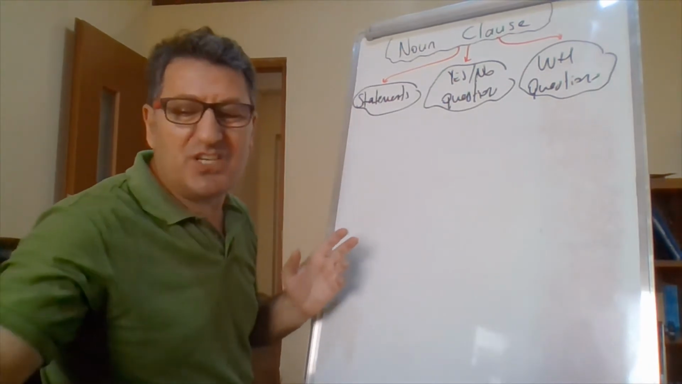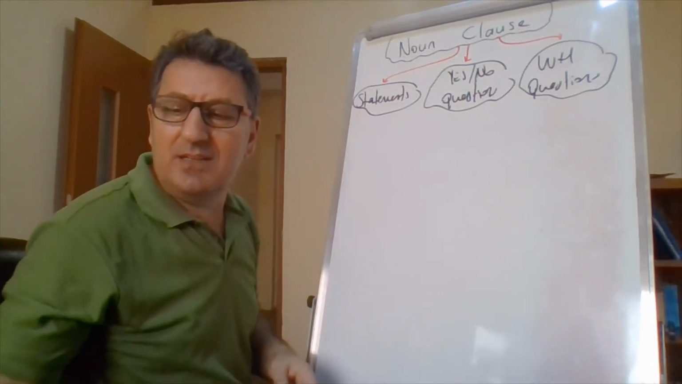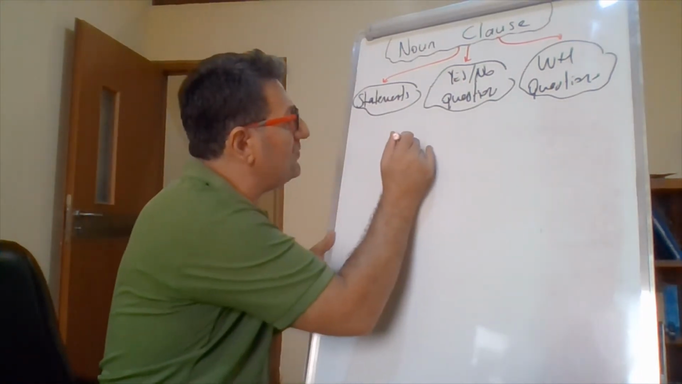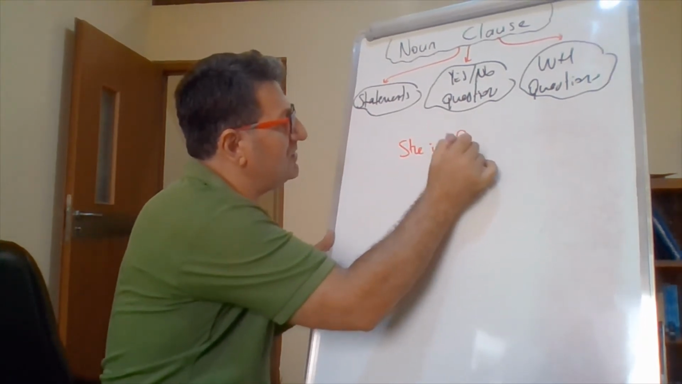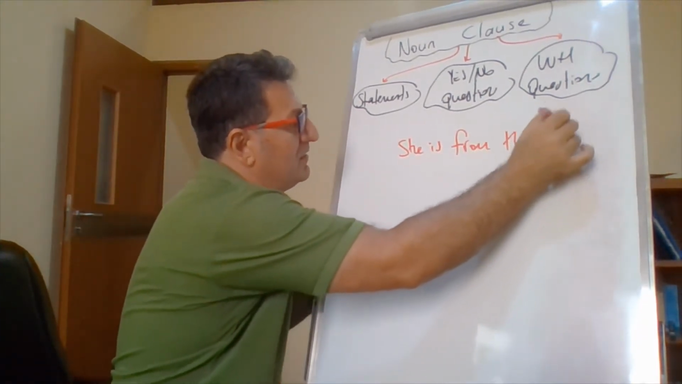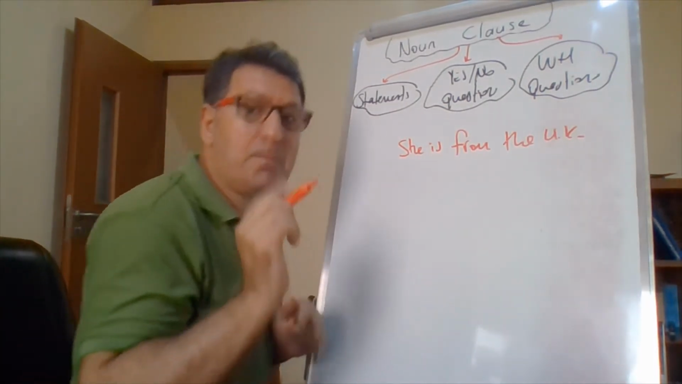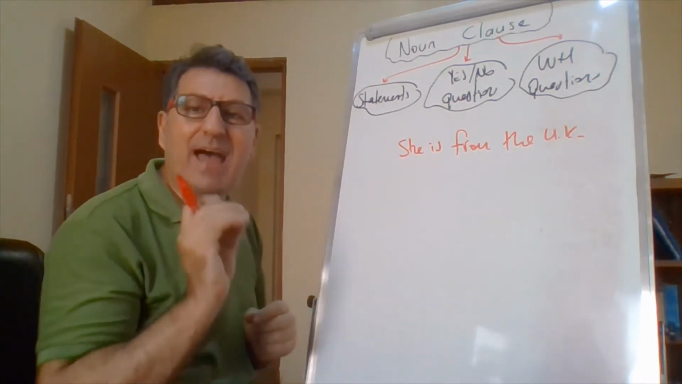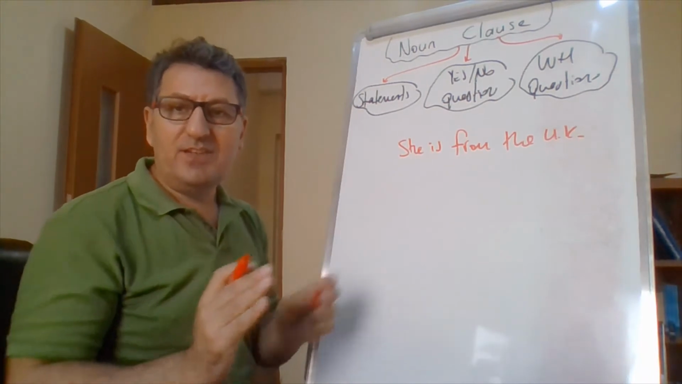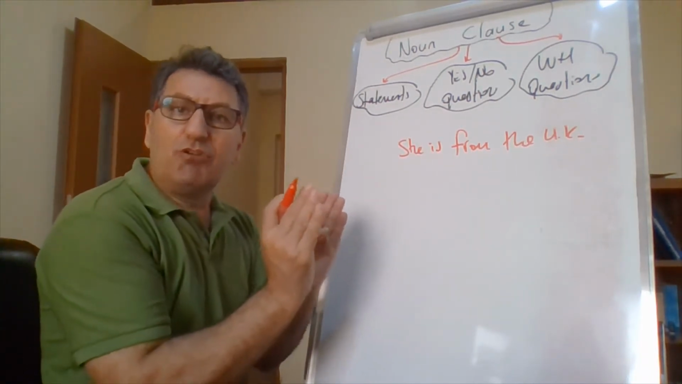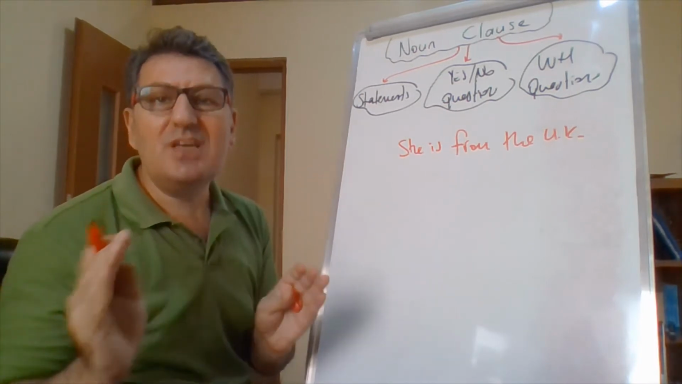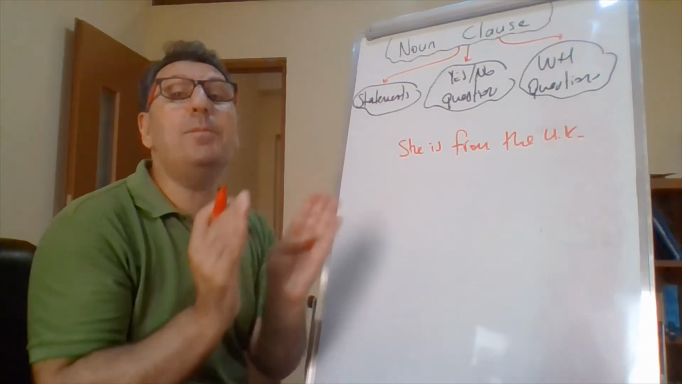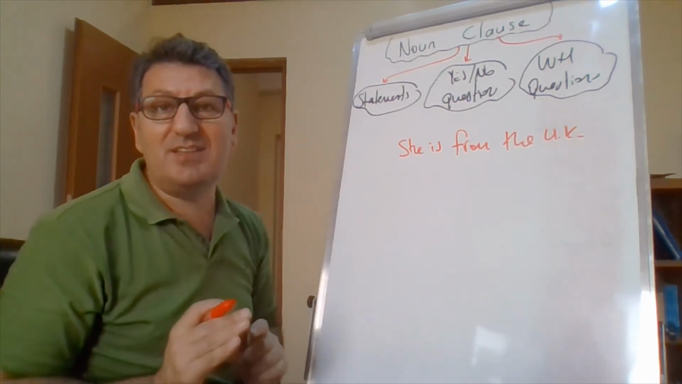Statements are again just a sentence, a sentence in any tenses you can think of, as I said before. So let's say, for example, she is from the UK. It's a sentence. Maybe before we go any further, I need to explain that nouns and noun clauses function in the same way. Nouns are used as subjects or objects of sentences. Similarly, noun clauses are also used as subjects or objects of other sentences.